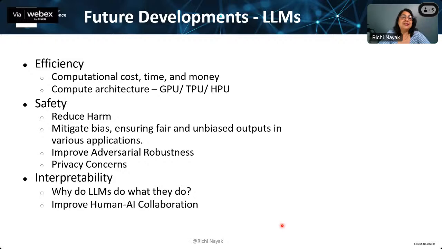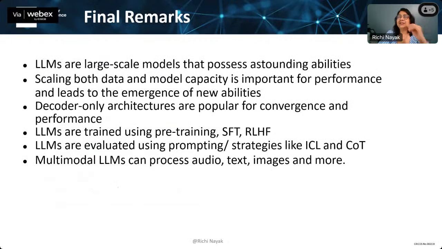And the last point is interpretability. How do we know what they do and how they do it? So decision making, why is it happening? And the last point is, of course, the alignment.